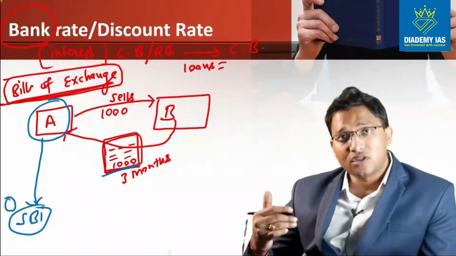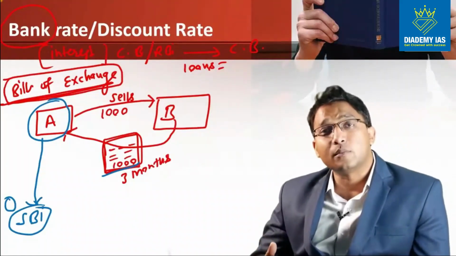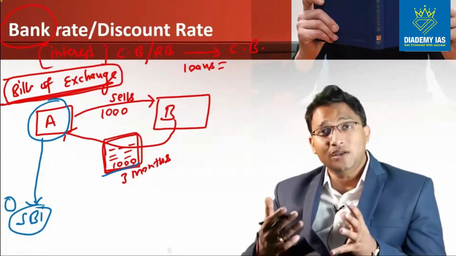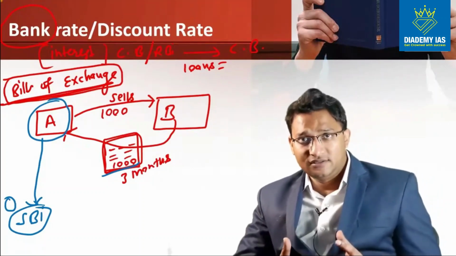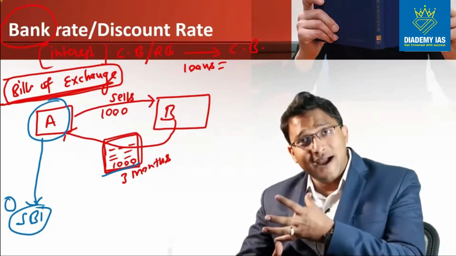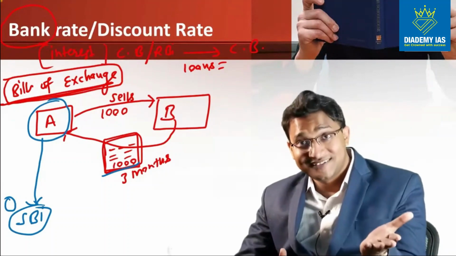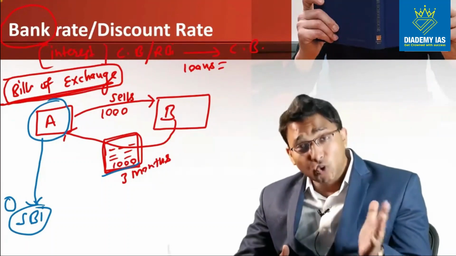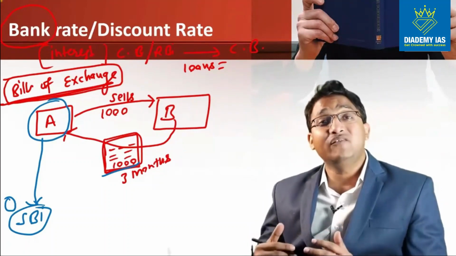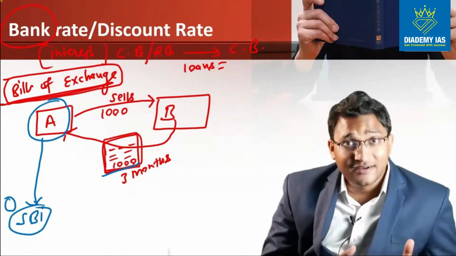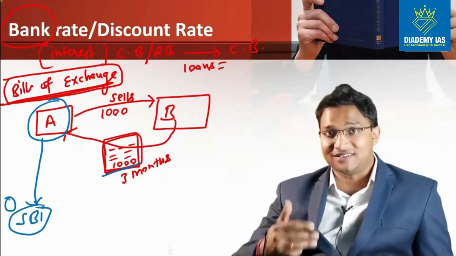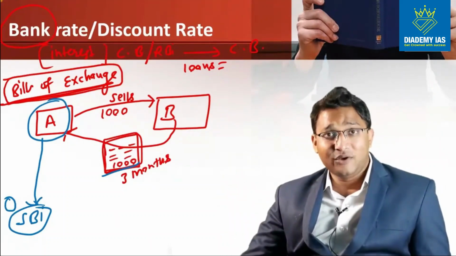Mr. A will say to the banker, sir, please take this bill of exchange and give me 1000 rupees. You can get 1000 rupees from my buyer Mr. B after 3 months. Now, do you think SBI will agree? Why would SBI give 1000 rupees today for the 1000 rupees that it will get after 3 months? Are you getting the concept?